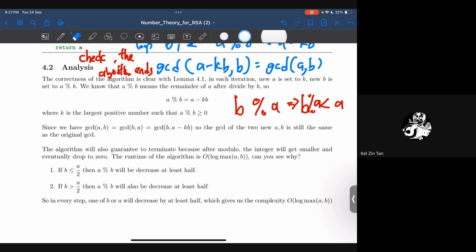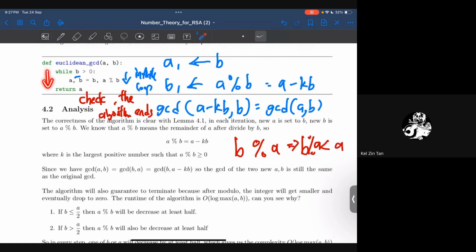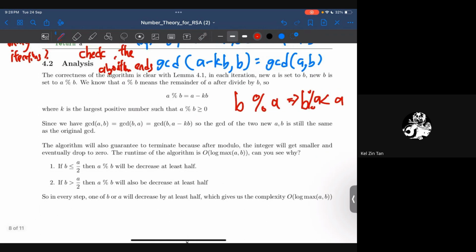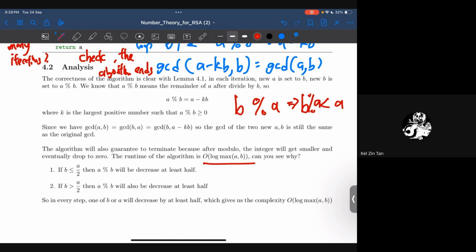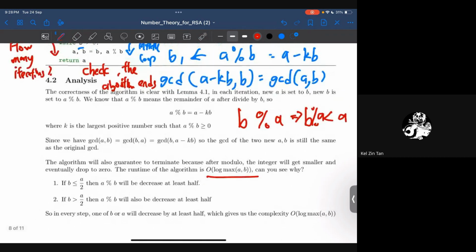So now the next question is, how many iterations will this perform? This is the analysis of the complexity part, because it is not that clear that this will end that quickly. What's the complexity of this? You could run this many times, but how many times is the exact question that we want to answer. So now we analyze it, and we see that the runtime of the algorithm is actually log of the max of A and B. So why is that the case?